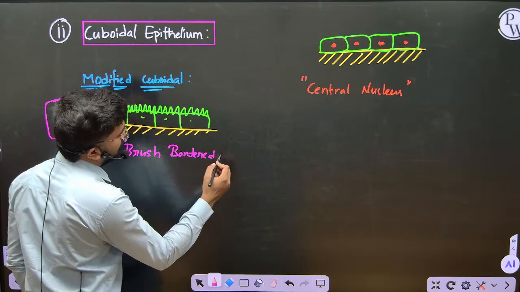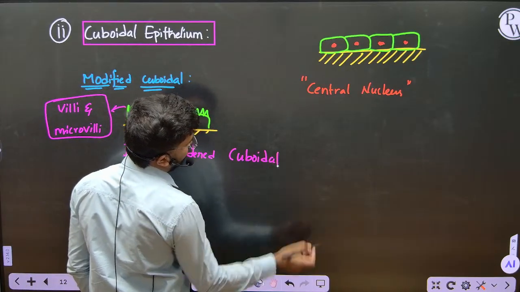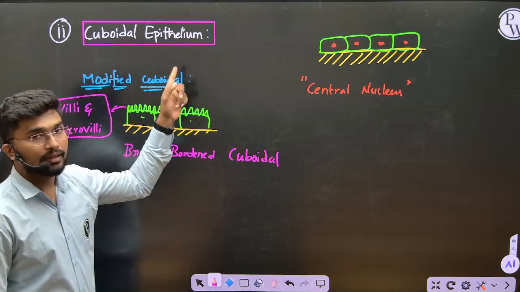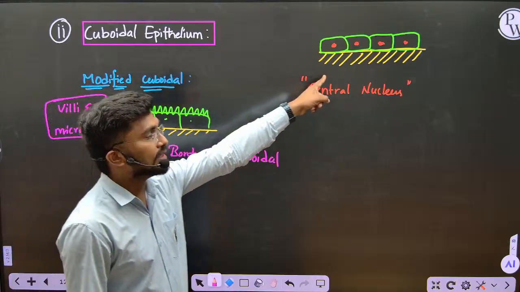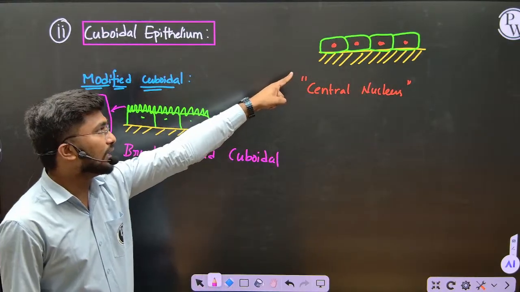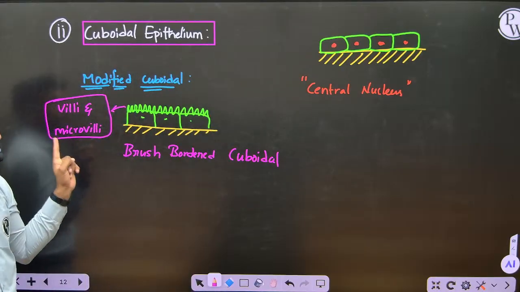Which epithelium? Cuboidal epithelium. Got it? We are studying simple epithelium. Under simple epithelium, cuboidal epithelium, it's okay. Cells are cube-like. Position of the nucleus is central. Some cuboidal epithelial cells will undergo modification. That modification is to form villi and microvilli.